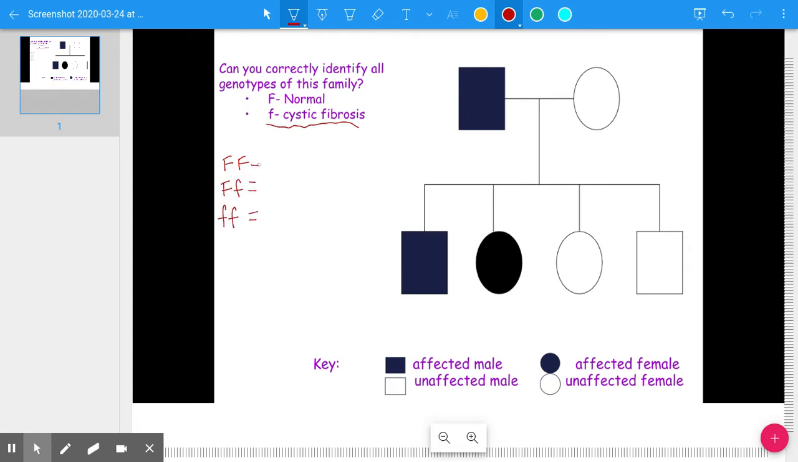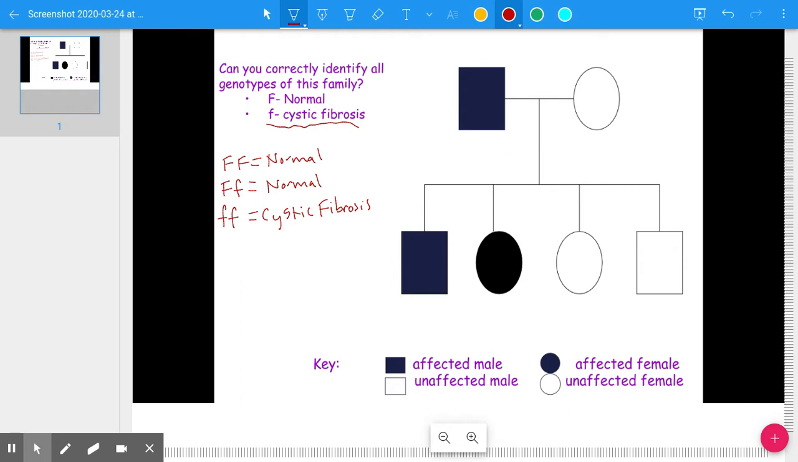What would the phenotypes of each one of these be? Well, the homozygous dominant is going to be normal. And then the heterozygous will also be normal because there's at least one dominant allele present. Now, the homozygous recessive, the last one, that person would have cystic fibrosis because there's nothing but recessive. There's no dominant to cancel it out. So now we're going to take our knowledge of genotypes and apply it to this pedigree to figure out what genotype each of these individuals has.